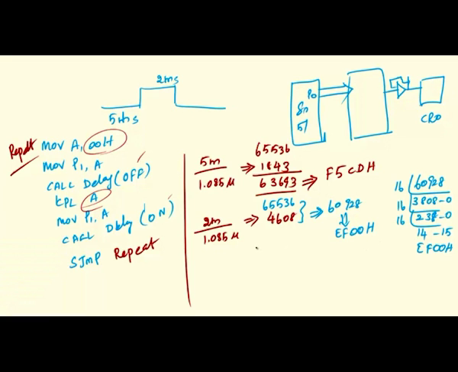So, this is the delay program: MOV TL0, #00H, MOV TH0, #0EFH. Okay. So, after that what we are doing, we are setting the timer. So, set bit TR0 to run the timer. Okay. Then JNB TF0, jump until the timer overflow flag is set.